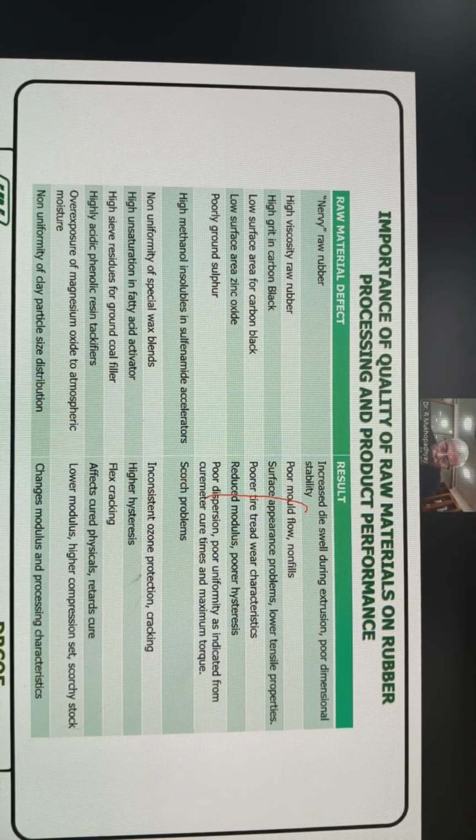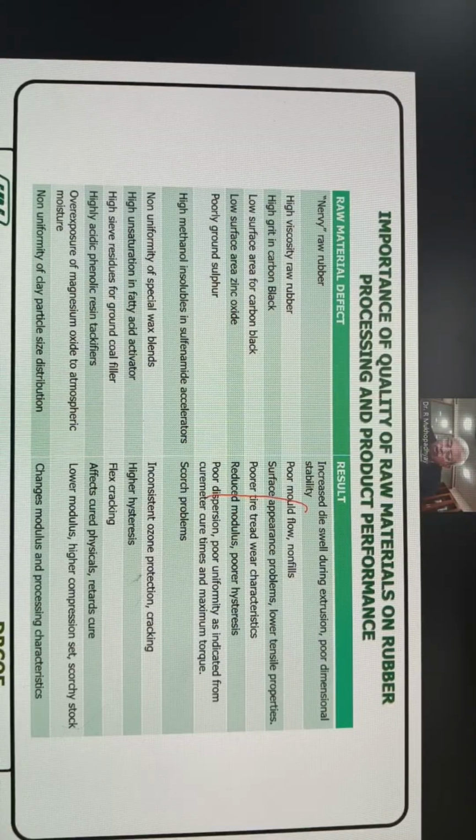And then you have a non-uniformity of the wax. In wax, the carbon chain distribution is very, very important for consistent ozone protection. With high unsaturation in fatty acid, you get a higher hysteresis. In stearic acid, high unsaturation also gives a higher hysteresis. Then with high CP residue, you get a flex cracking problem. High acidic phenol resin affects your physical properties.